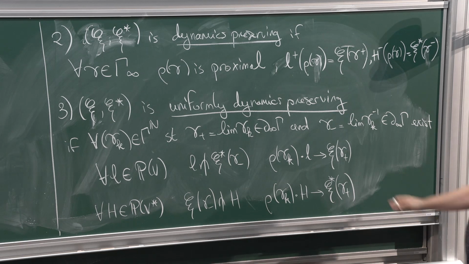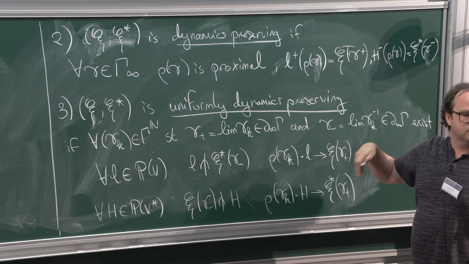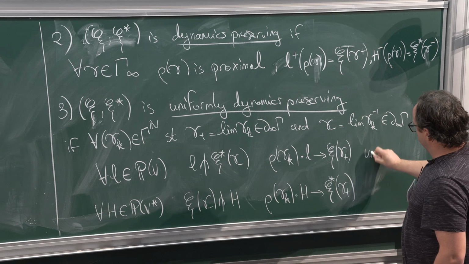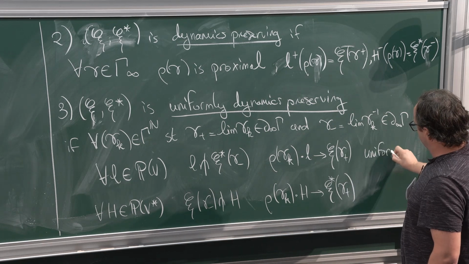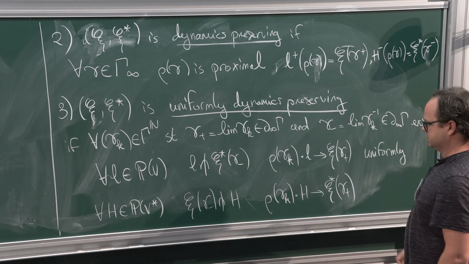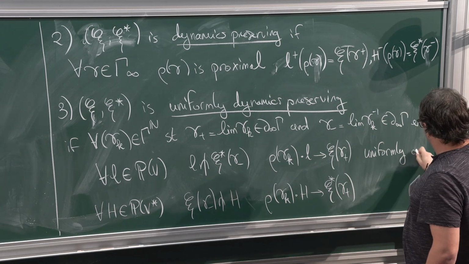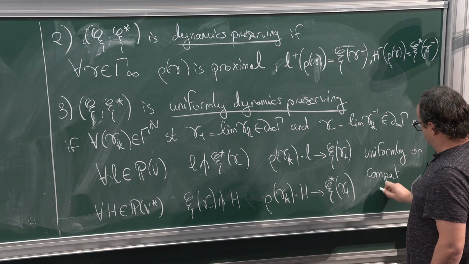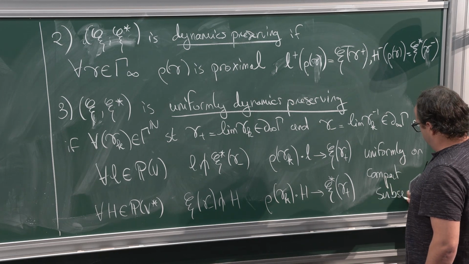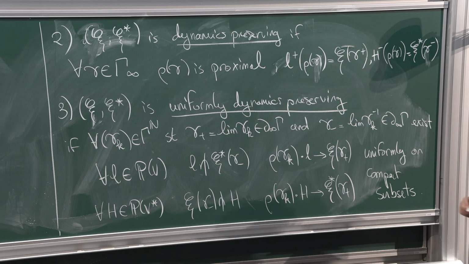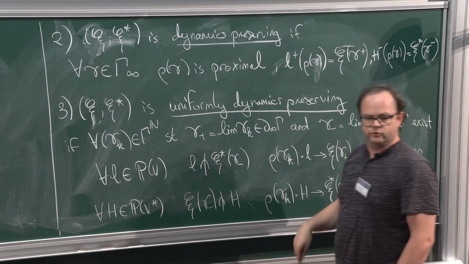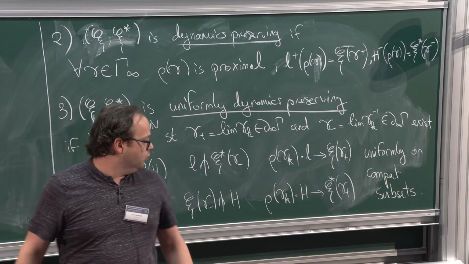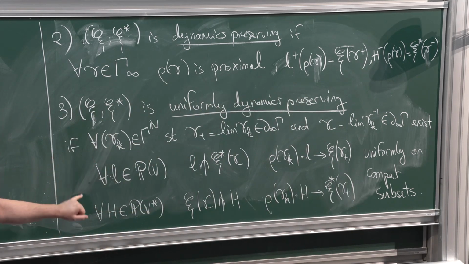Right, and I'll add also that these convergences should be uniform on compact subsets, although this is actually automatic. It is not obvious, but this local uniform convergence is automatic, and also one of these two conditions implies the other, actually.